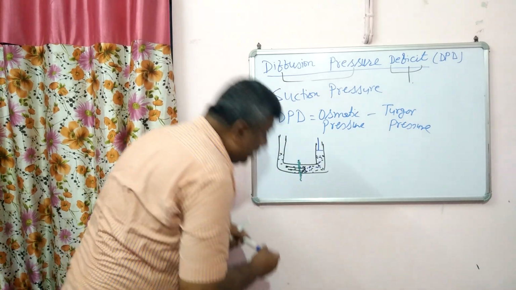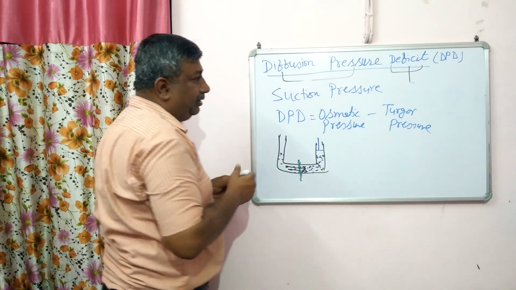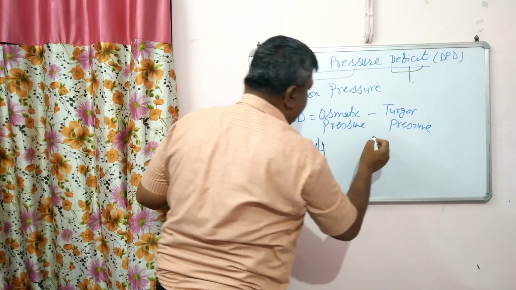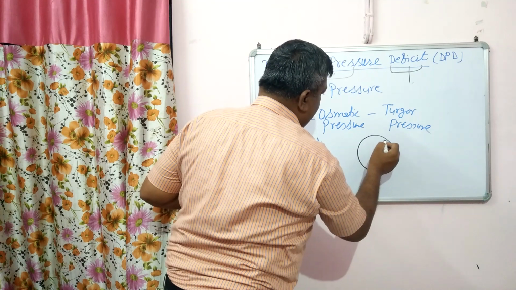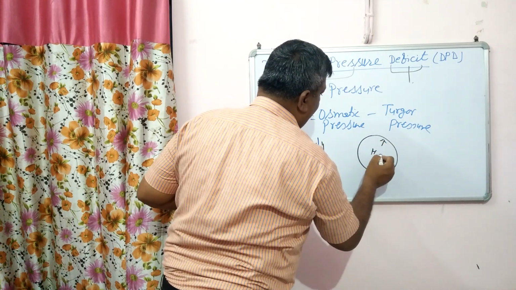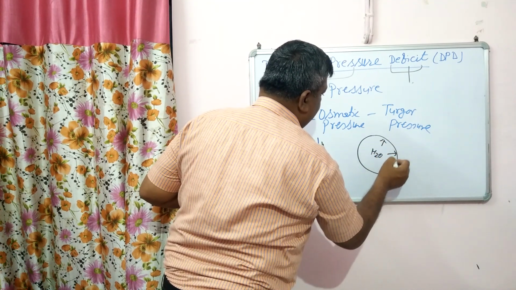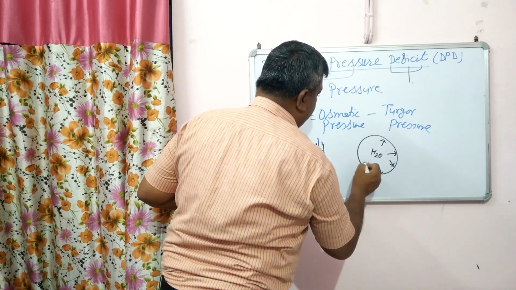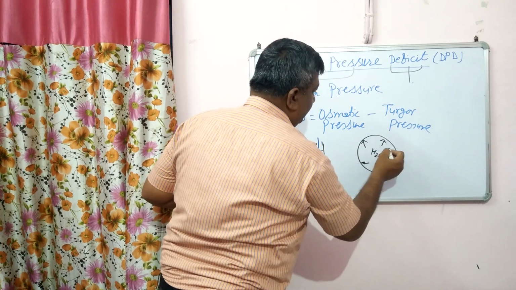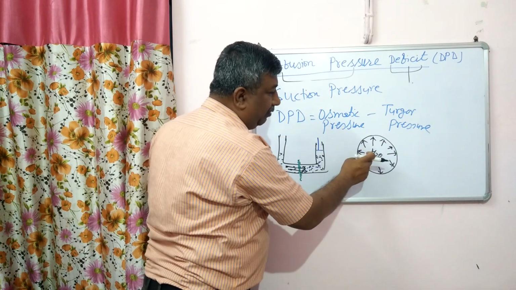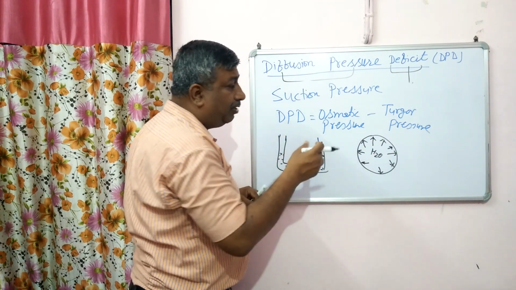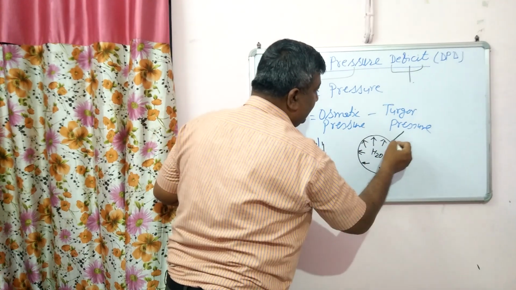Now what is the turgor pressure? Turgor is related with the turgidity. Suppose it is a cell, and in cell cytoplasm is present and water is also present, and this water in cytoplasm exerts a pressure on the cell wall in normal condition. So this pressure of water of cytoplasm which is exerted on cell wall is known as turgor pressure.